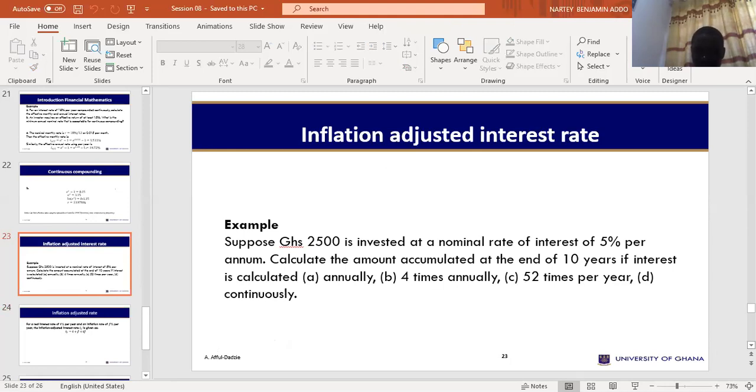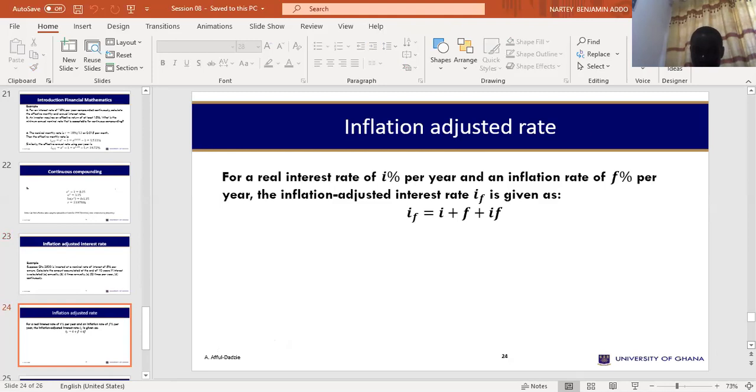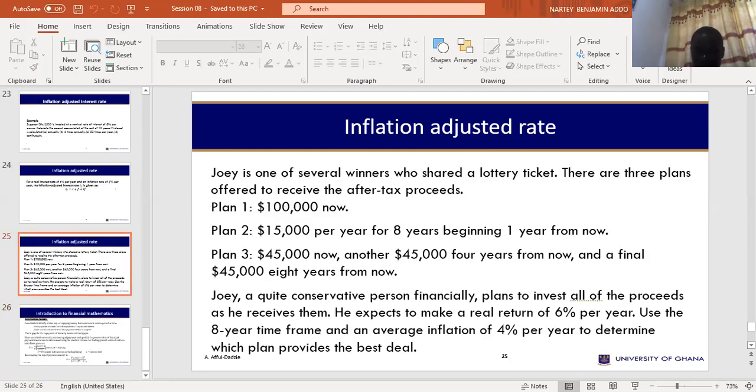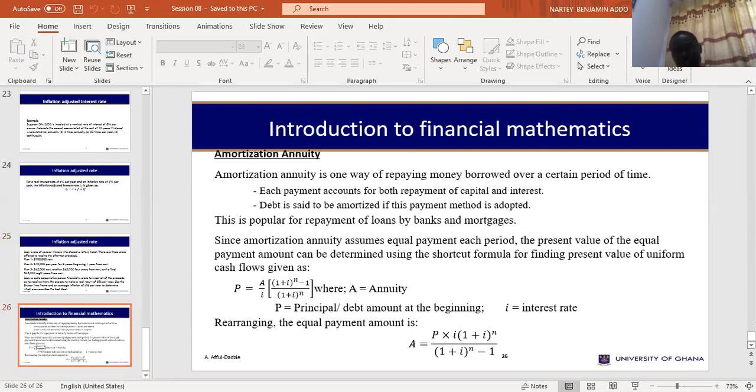Another example. Honestly, I'm tired, so you can go through the rates, right? This is also another example. Inflation rates. Okay. So we'll end here.